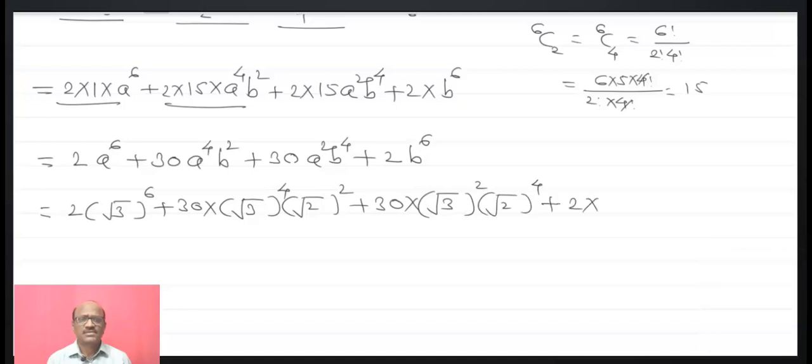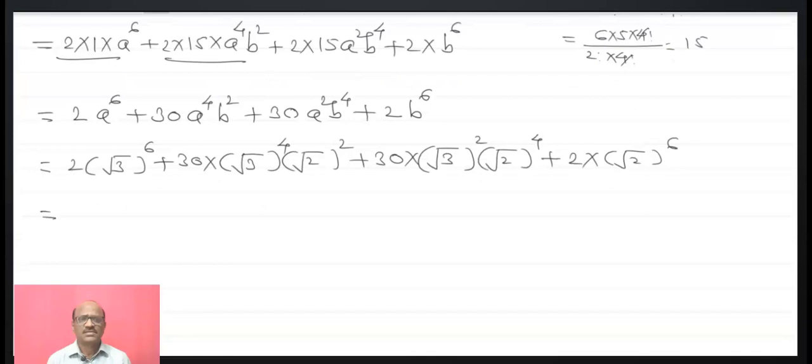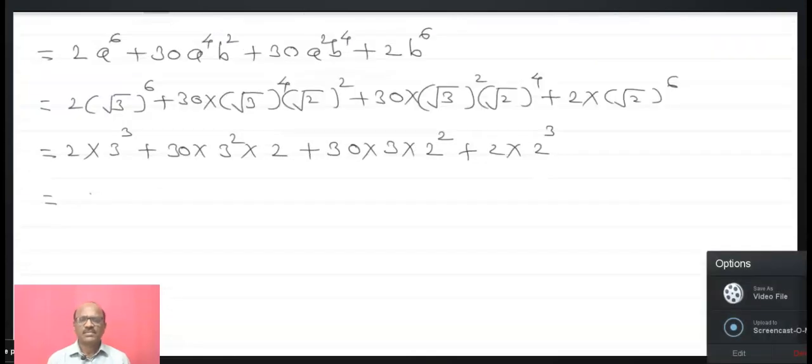See these values. This is 2 into 3 raised to 3, 30 into 3 raised to 2 into 2, 30 into 3 into 2 raised to 2, 2 into 2 raised to 3. These are the values. We can make the calculations now.